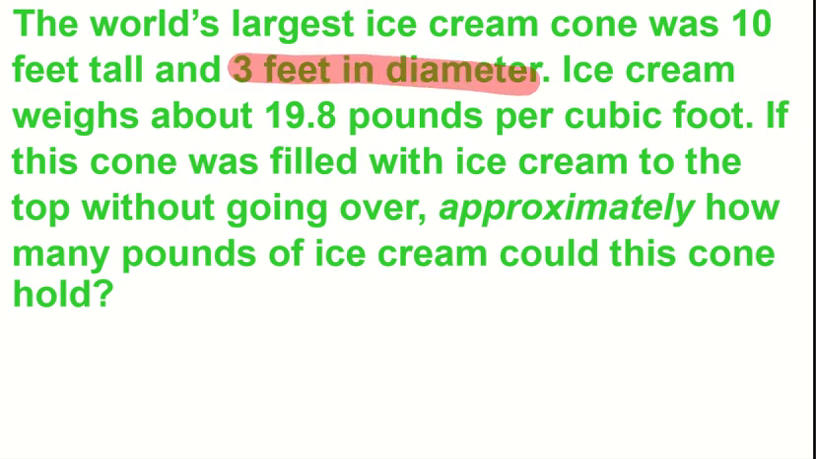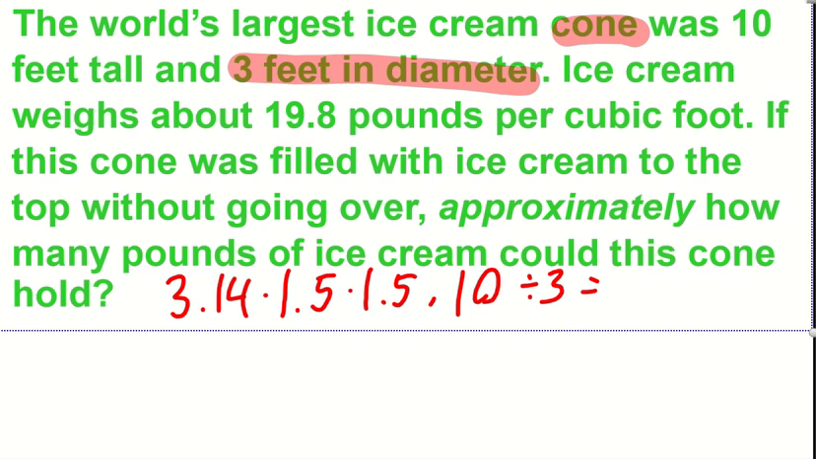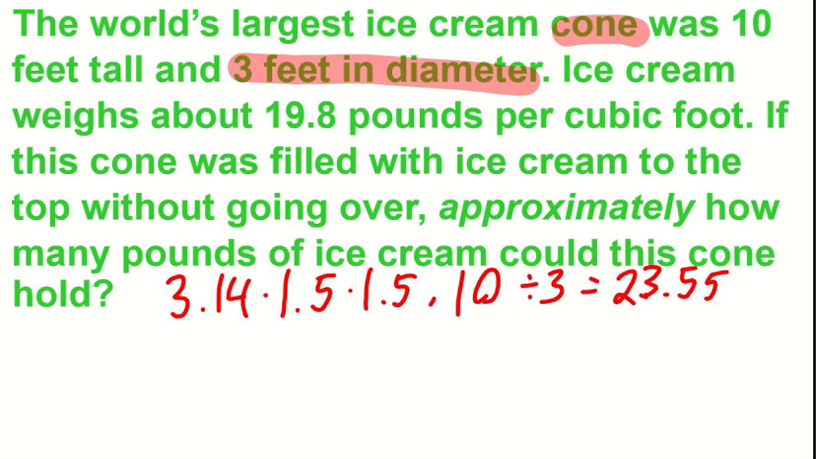All right, so first thing, we got diameter. Yep, this should have been obvious. It's a cone. So we got to do pi times radius times height. And then since it's a cone, divide. What that gives me is 23.55. All right, how many of y'all got that part?